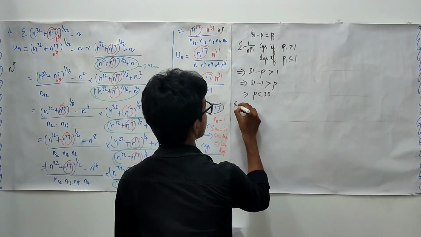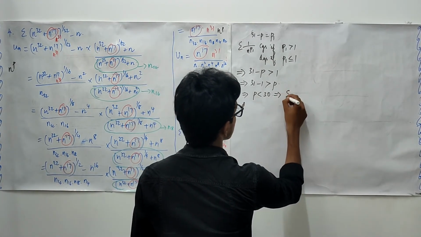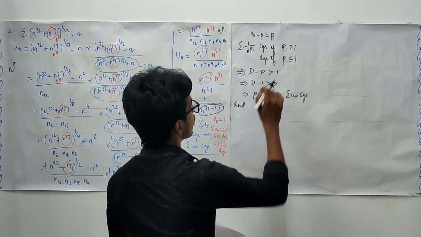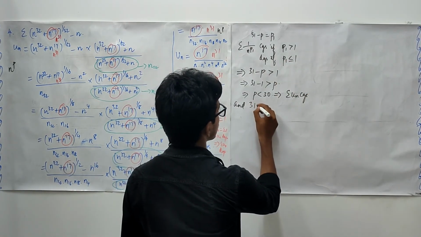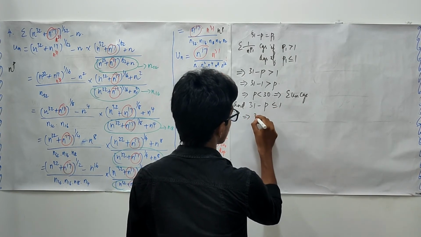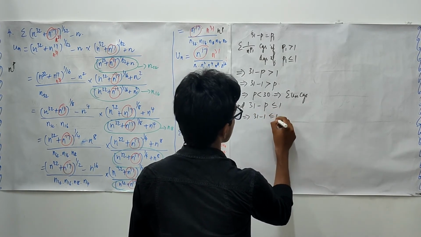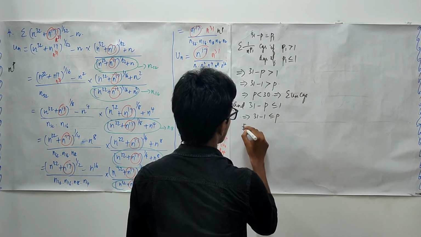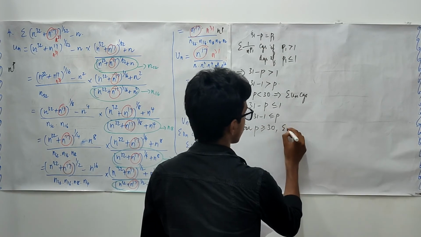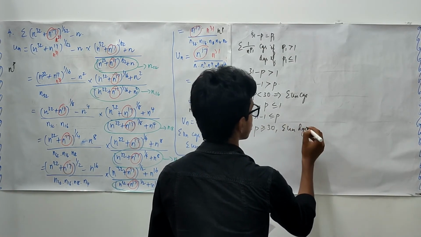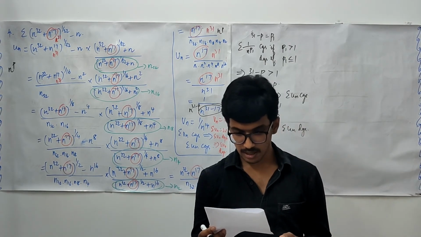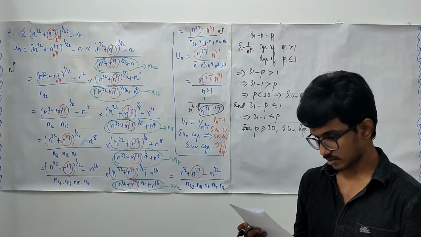Right? And this implies summation Un converges. For the other case, what is going to happen? That is, 31 minus p smaller than or equal to 1, which means 31 minus 1 is smaller than or equal to p. Therefore, for p bigger than or equal to 30, summation Un diverges. Right? So we will see another example.